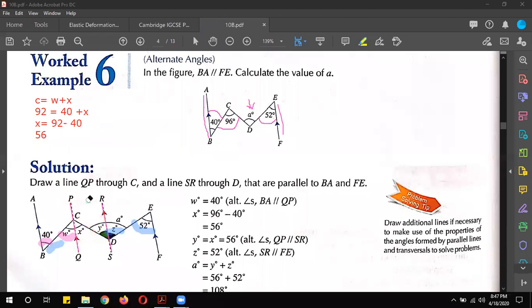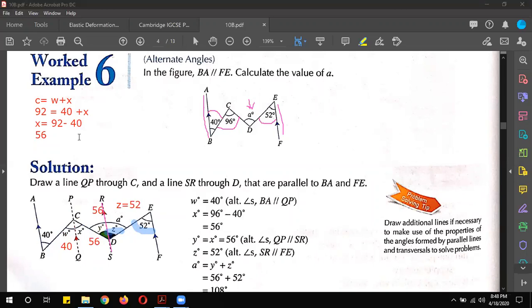So X is 56 degree, so we can write W is 40 and X is 56. Also, when X equals to 56, so Y becomes also 56, because these two are interior angles. And this E is 52, so this angle Z becomes 52 as well, because angle Z and angle E are alternate angles.